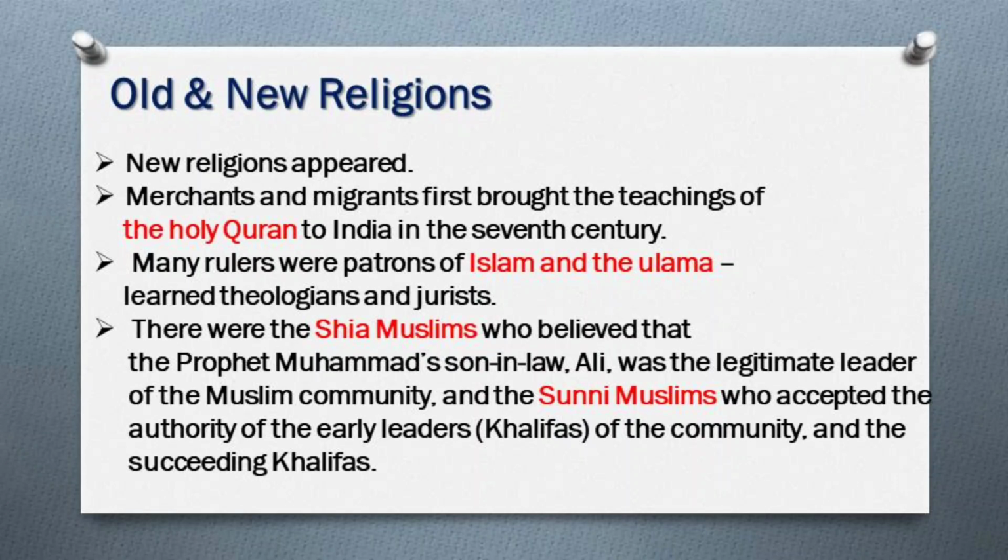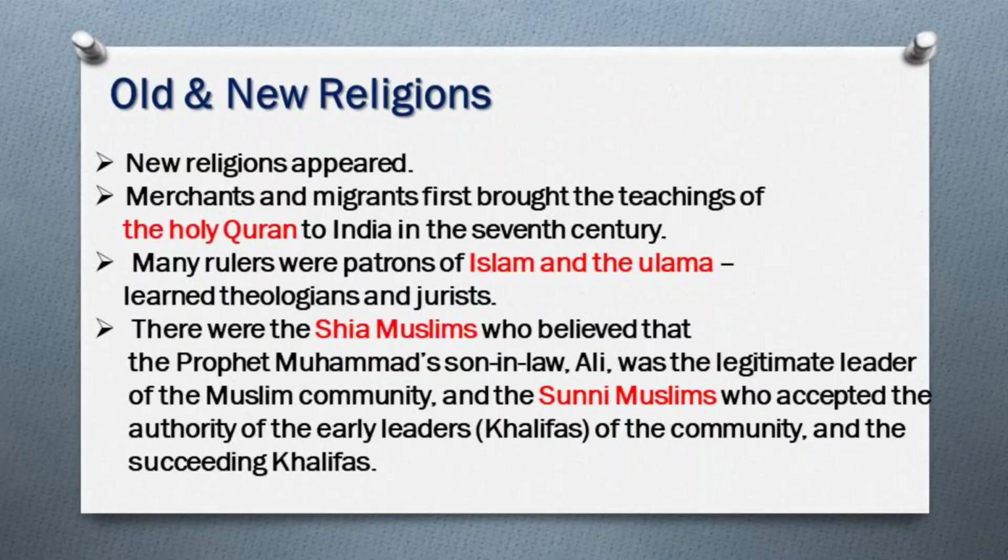There were the Shia Muslims who believed that the Prophet Muhammad's son-in-law Ali was the legitimate leader of the Muslim community. And there were Sunni Muslims who accepted the authority of the early leaders, Khalifas of the community, and the succeeding Khalifas. Listen, within the Islamic religion there were two divisions. The first one was Shia Muslims and the second one was Sunni Muslims. And what was the difference? Shia Muslims believed that Ali was the leader of the Muslim community. But Sunni Muslims believed that the Khalifa is the leader of the Muslim community.